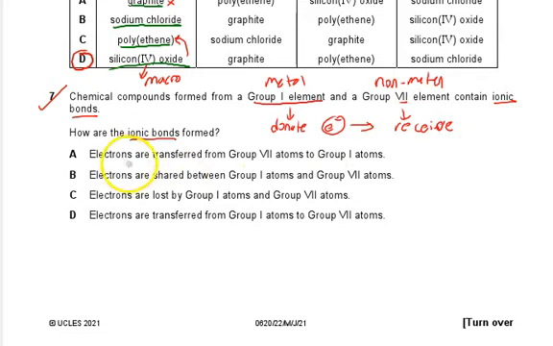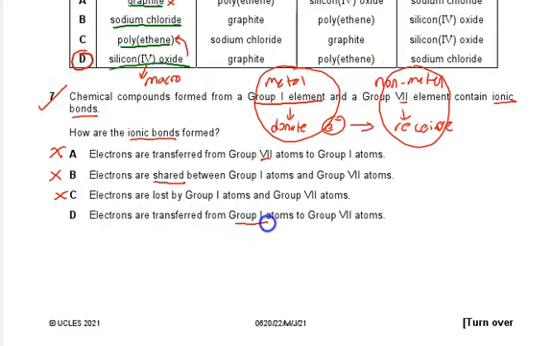Now let us go through one by one. Electrons are transferred from group... no, it's wrong. They are supposed to transfer from group 1 to group 17. This one says shared, which is wrong. This is ionic bonding, they do not share. Only covalent they share. Electrons are lost at group 1: lost is here, gain is here. Electrons are transferred from group 1 atoms to group 17. Yes, this is your right answer. This is for number 7.